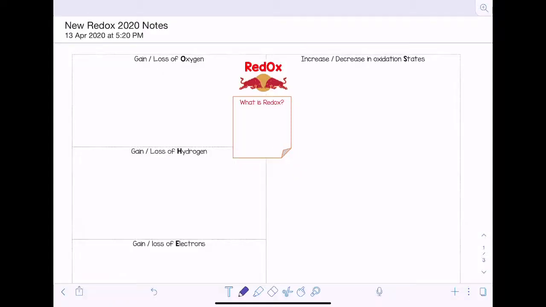Okay, hello everyone. This is another lesson on chemistry, and today I am going to start the lesson with a new topic, and this new topic is called redox. All right. So before I begin, you would like to start off with a new A3 paper.